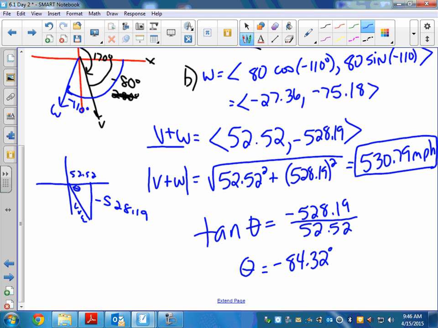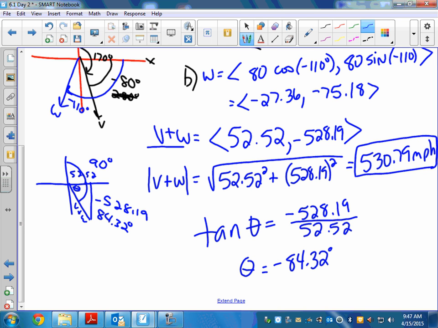With me so far? Are we done? Except, how do we give direction when we're talking about airplane flight? Do they want the negative 84 degrees, or do they want the bearing? My bearing. This was the part I was struggling with yesterday, which is really not that bad to think about. If this is negative 84, that means from here to here is 84.32 degrees, right? But I want to measure it from here, so I need another 90 degrees. Do I need this to be negative if I'm measuring from north?